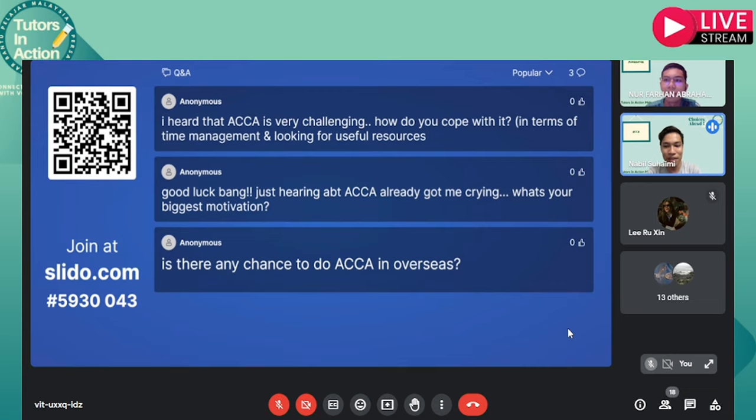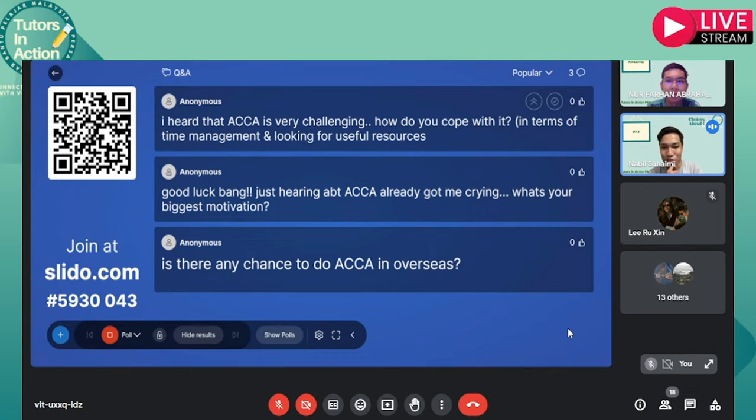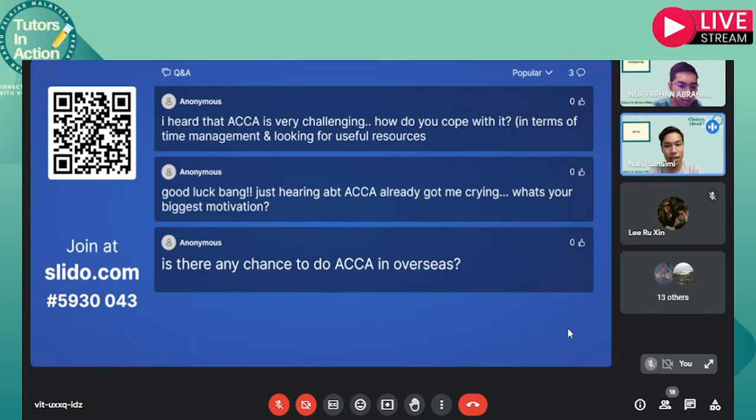You can do it. And to look for useful resources, you can always go to the ACCA official website. There's a lot of technical articles, past year questions, and related documents. So you can just browse through the website or even just Google any past year question, you can find it in Google.